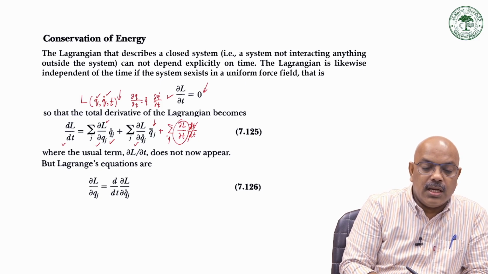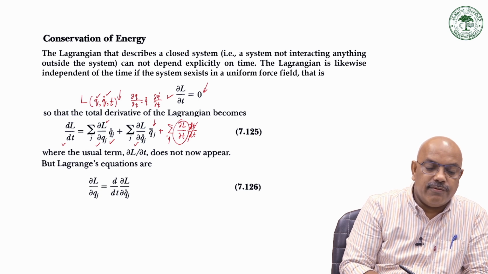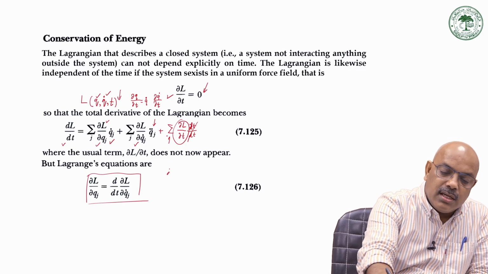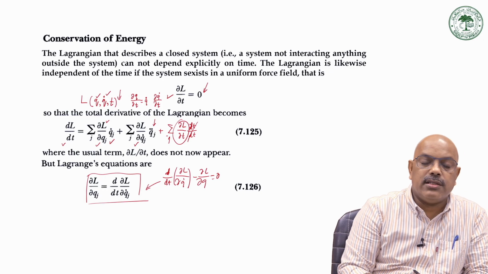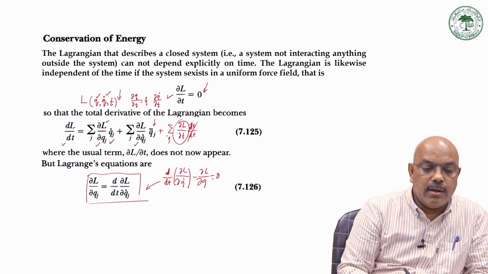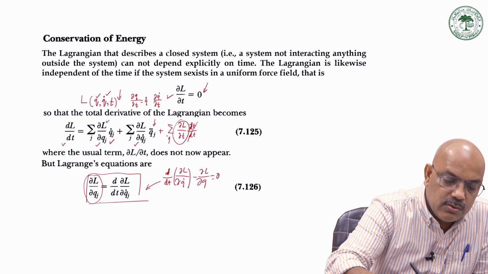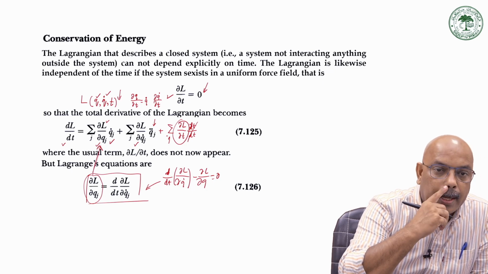So we know our Lagrange equation of motion, that is d/dt of ∂L/∂q̇ minus ∂L/∂q is going to be 0. So this is my Lagrangian equation of motion. Now what I am going to do is use this ∂L/∂q here in this equation.